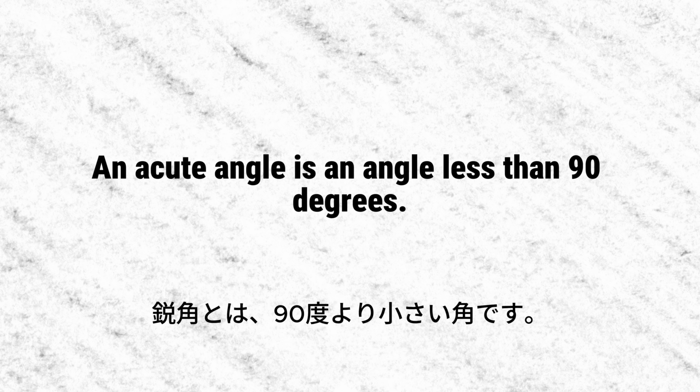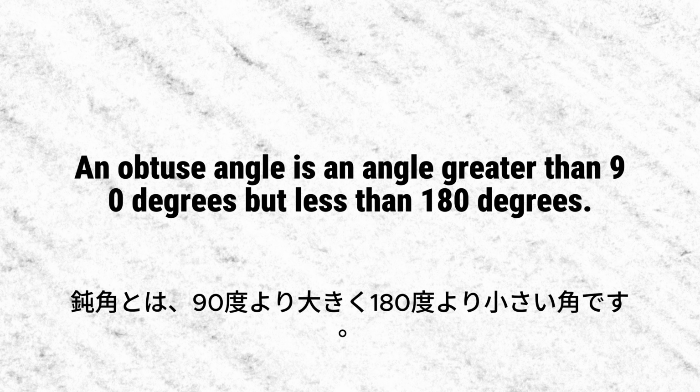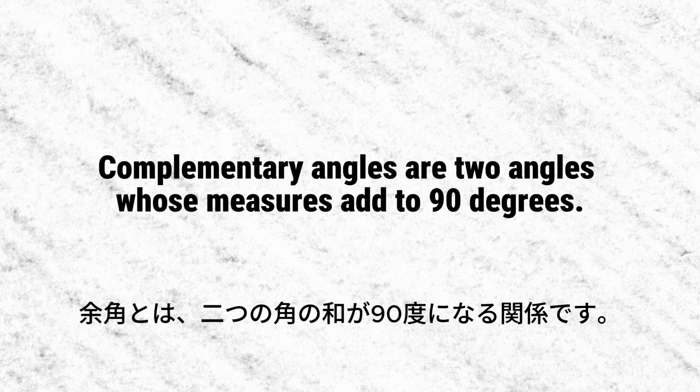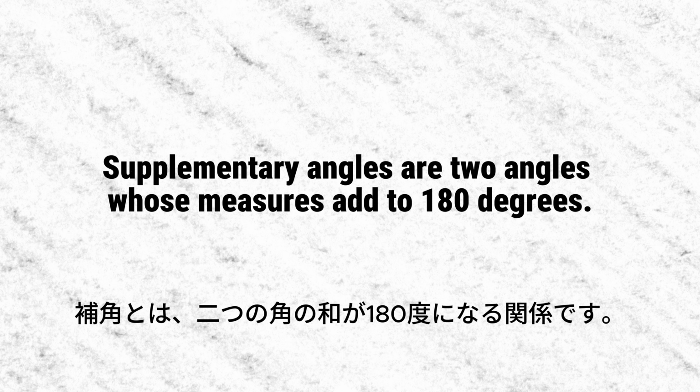An acute angle is an angle less than 90 degrees. An obtuse angle is an angle greater than 90 degrees but less than 180 degrees. Complementary angles are two angles whose measures add to 90 degrees. Supplementary angles are two angles whose measures add to 180 degrees.